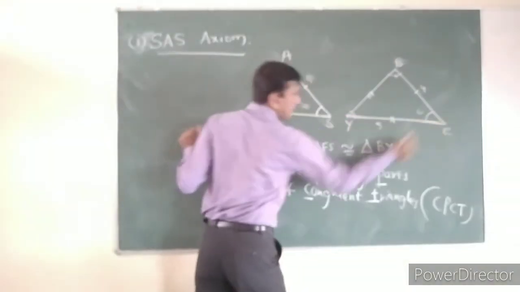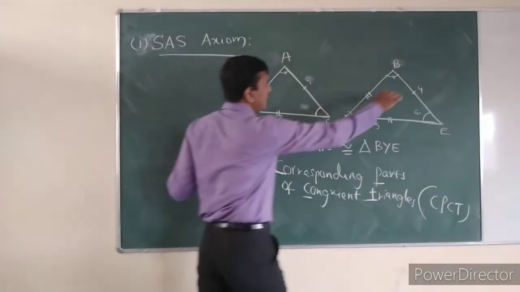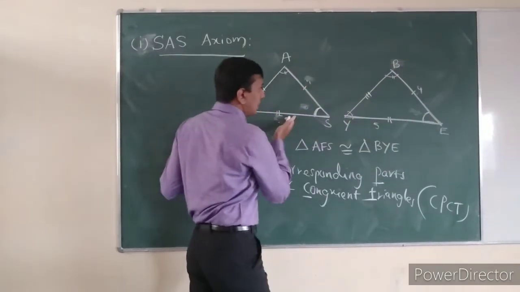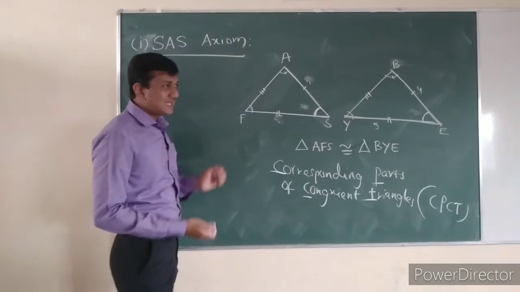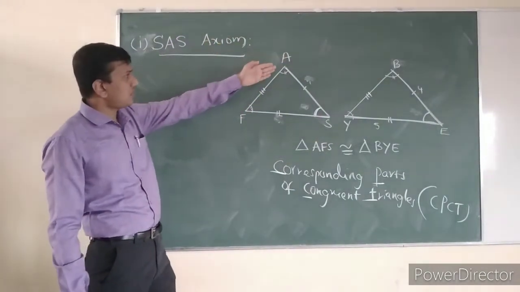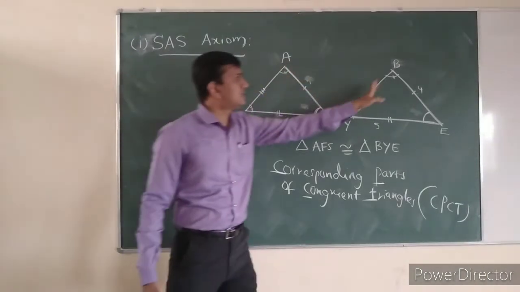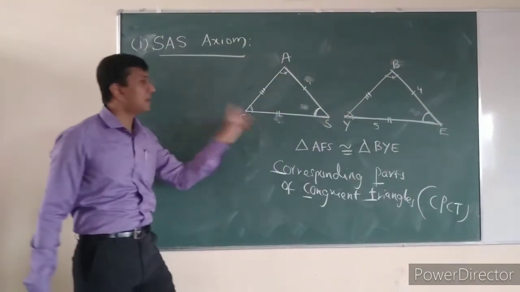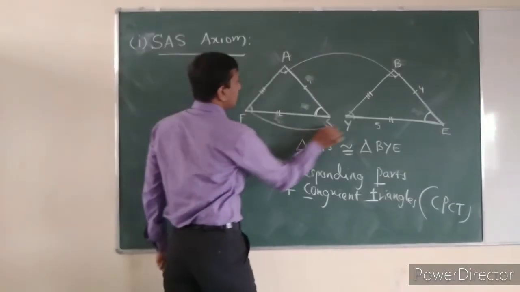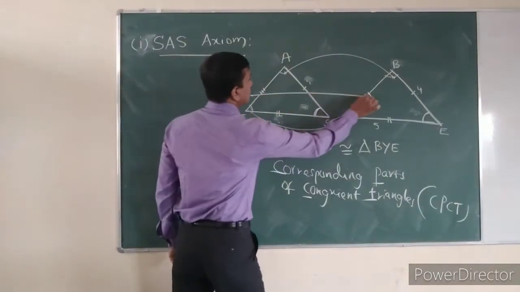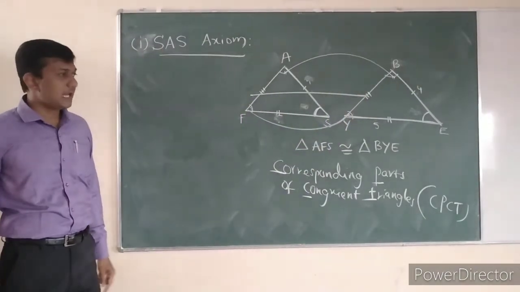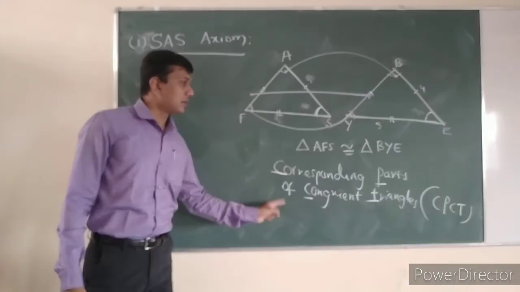this side and this side, and this corresponding side with this corresponding side, and the included angle. We have compared only these three things, but after this congruency is decided, automatically the remaining side and angles also will become equal. That means this will be equal to this one, this will be equal to this one, and this side will be equal to this one. Clear? So that is called the SAS axiom and corresponding parts of congruent triangles.